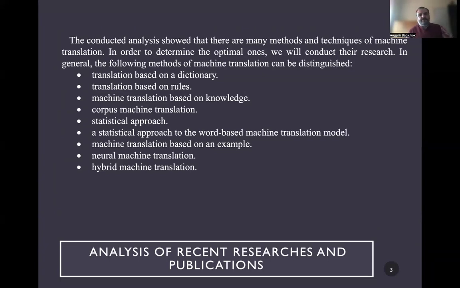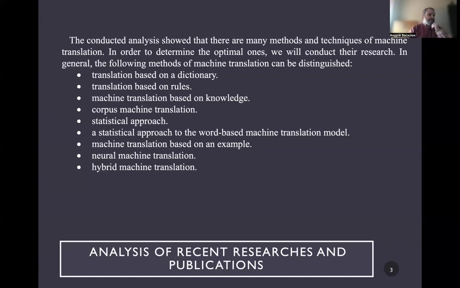Next is machine translation based on knowledge. This type of system is centered around the lexical concept, which represents a specific domain. Next, corpus machine translation. Since 1989, corpus-based machine translation methodology has become one of the most actively studied areas in the field of machine translation, and uses a variety of methods capable of providing high accuracy in translation. Next is the statistical approach. This method uses statistical techniques to generate a translated form using bilingual corpora.